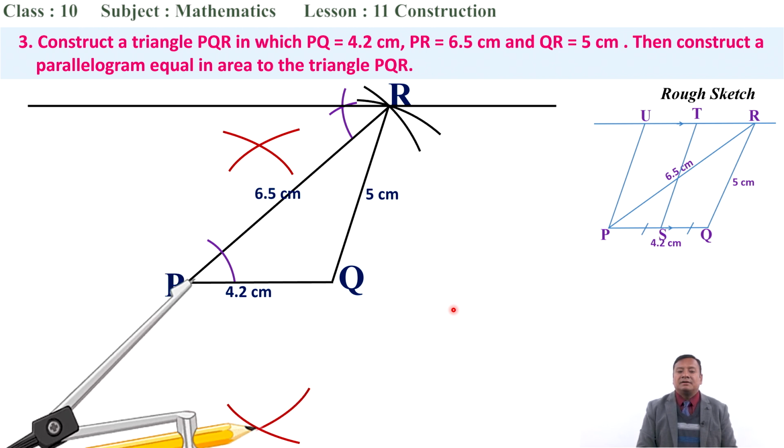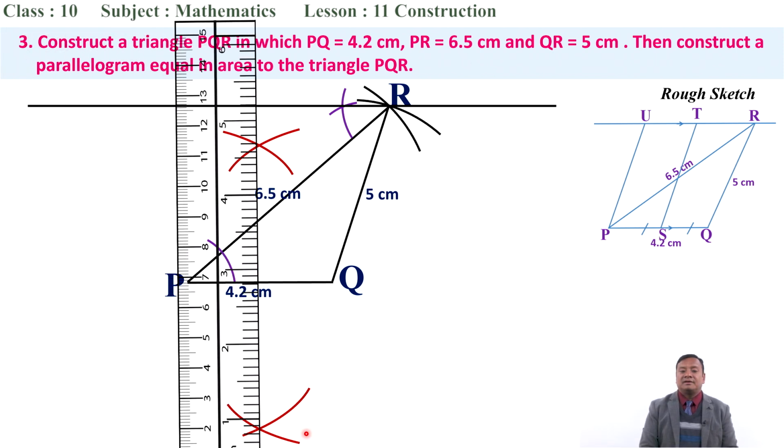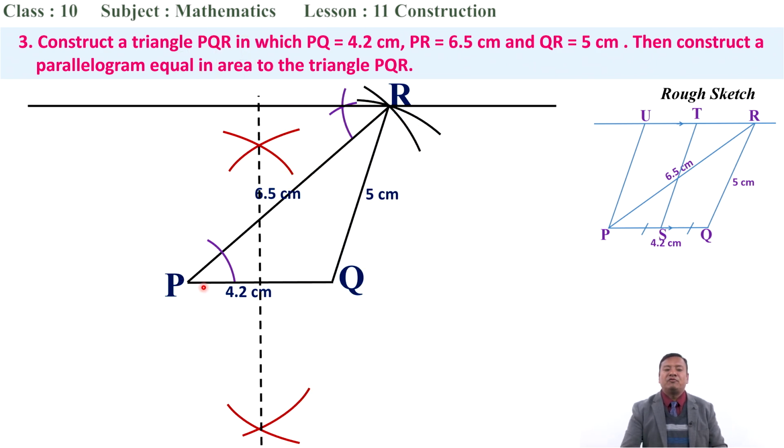Yes, look, and when we join these 2 points, draw a line segment like this way. Now we will get the midpoint of PQ here. Suppose this is S. And after this, look carefully here. We have to construct a parallelogram whose area must be equal to the area of the triangle PQR.